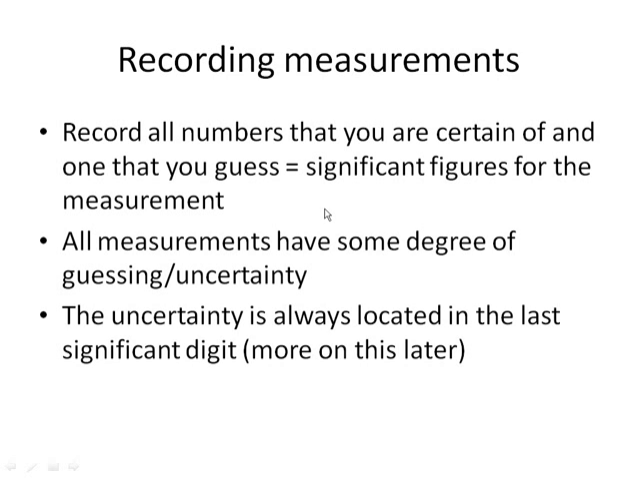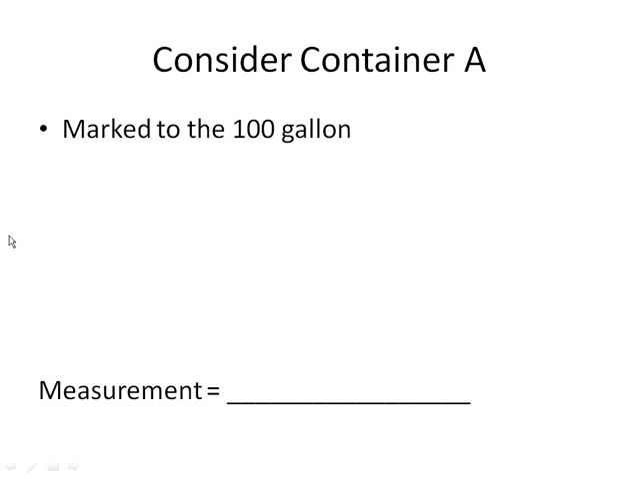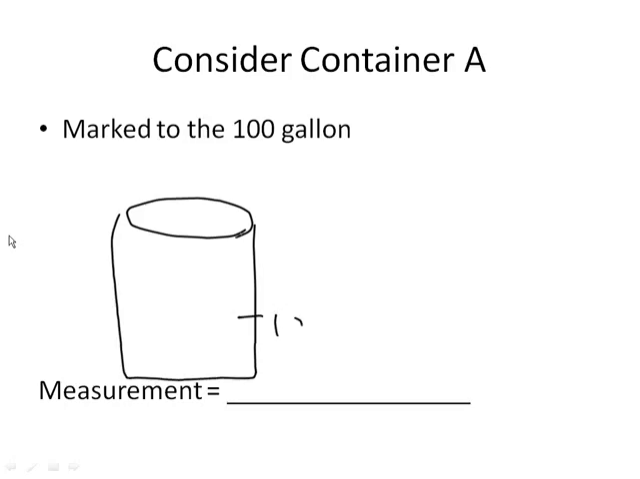Because you're guessing every time you make a measurement, all measurements have some degree of uncertainty in them. And that uncertainty is located in that very last number, the place where you guessed. So if I have container A, which is marked to the 100-gallon mark, as we drew earlier, I'll redraw it here so we can talk about it. Here's 100, here's 200. And let's say that they've measured and put some liquid into the container. Down here, here's my liquid. And we want to record, given this container, what the measurement would be.